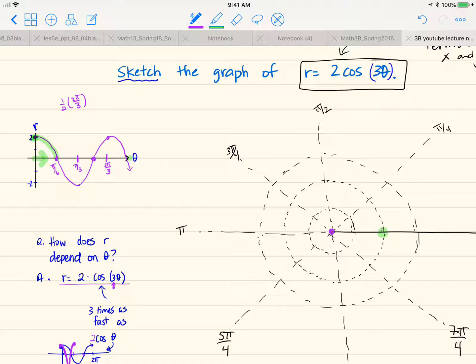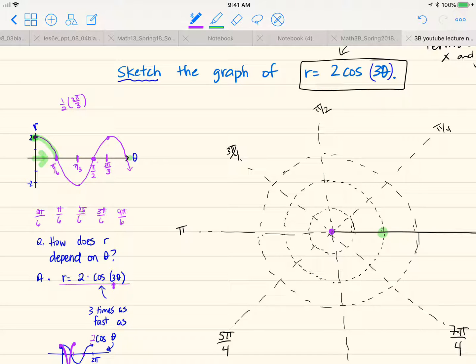Pi over 3 plus pi over 6, which will be pi over 6, 2 pi over 6, 3 pi over 6, 4 pi over 6. Okay, so 0, pi over 6, pi over 3, pi over 2, and 2 pi over 3. So I just needed to figure out these important points.